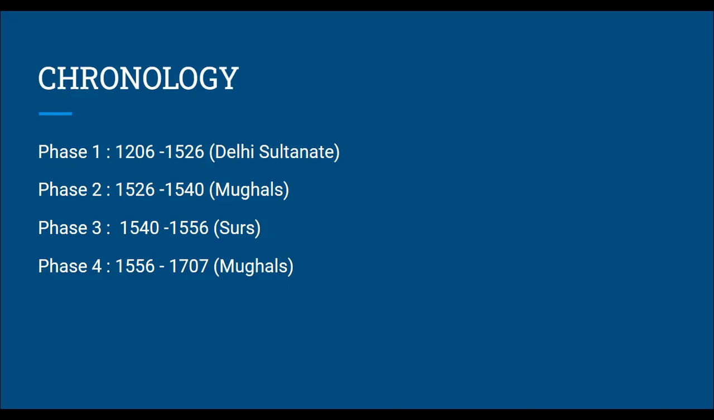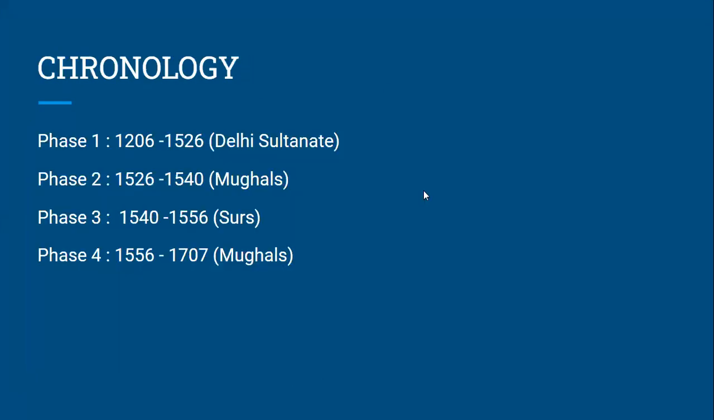Apart from this, many provincial patterns also developed during this phase, which we will be discussing separately. Like we had the Jaunpur school, Bengal architecture, Malwa architecture, Gujarat architecture, Kashmir, Bahamani. All that we are going to discuss separately, but this is the broad chronology of Indo-Islamic architecture in India. Fine, so let's begin with the important architectural styles.